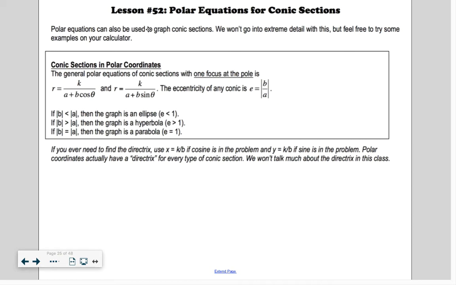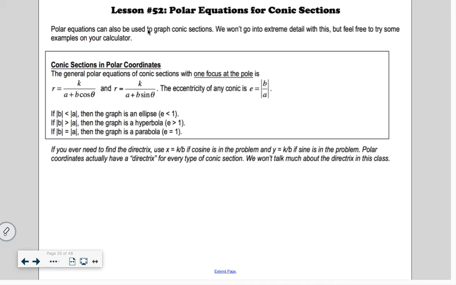I'm talking about one focus being at the pole, is r equals k over a plus b cosine theta, and r equals k over a plus b sine of theta. Basically every single conic section, do you remember how the parabola had a directrix and a focus? Every conic section actually has a directrix and a focus. I'm not really going to go into detail about where the directrix and focus are on a lot of these. We're just going to sketch these out and keep it very, very simple for this section, okay? If you're curious, you can read into it, but it is all about distances. Conic sections are all about distances.